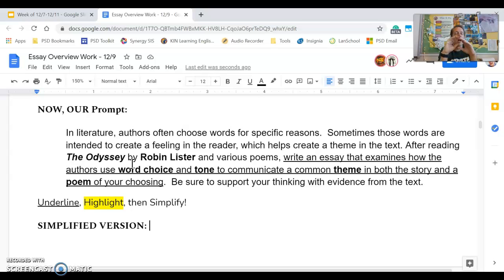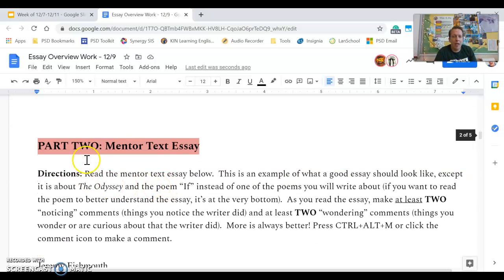So, all that being said, now we hopefully have a better idea of what you are going to be doing when you write that essay about that poem and the story. What you have below that, this is part 2, this is what you're going to tackle and we'll talk about tomorrow in class, is a sample essay. This is a sample essay that's similar to the essay you're going to be writing, except instead of talking about The Odyssey and one of the poems we've read, it talks about The Odyssey and a poem called "If." So this is not going to be one of the poems you can write about. You're going to be writing about some different ones, but it still gives you an idea of what that final product is going to look like.